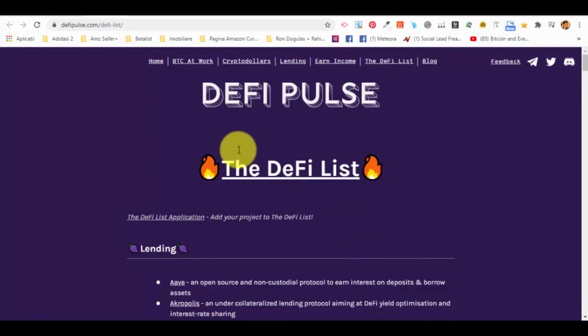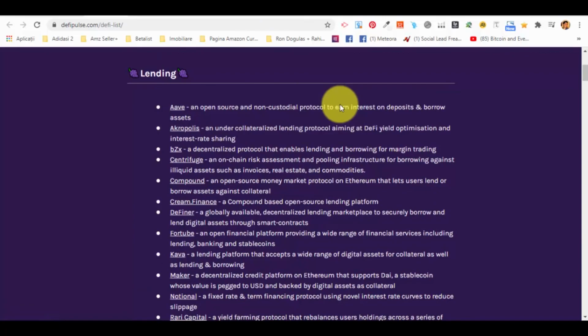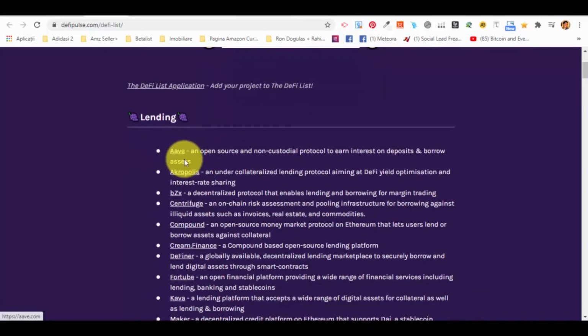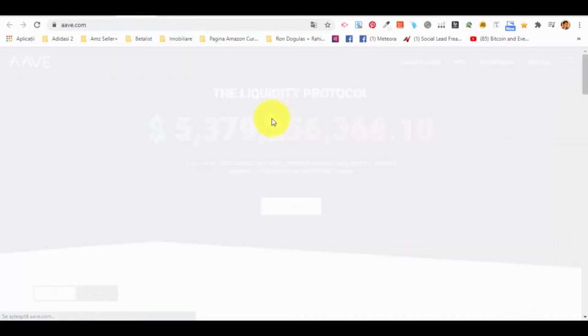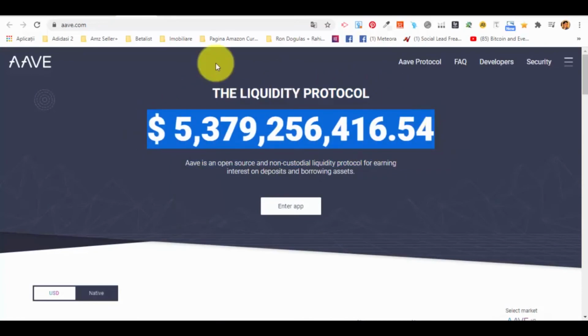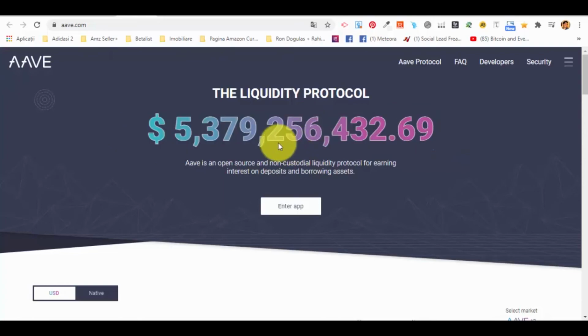Okay, so we have decentralized finance Pulse, and if we scroll down here, for example, we see projects dedicated to lending: Aave, Acropolis, Centrifuge, Compound. Let's just have a look at Aave, which is one of the most popular. Basically Aave is a liquidity protocol. I think the number here is $5 billion run through this protocol. What's interesting to see is that it's a non-custodial liquidity protocol.